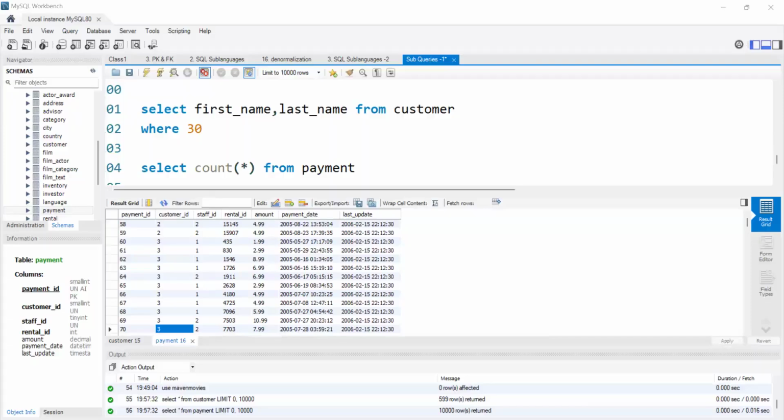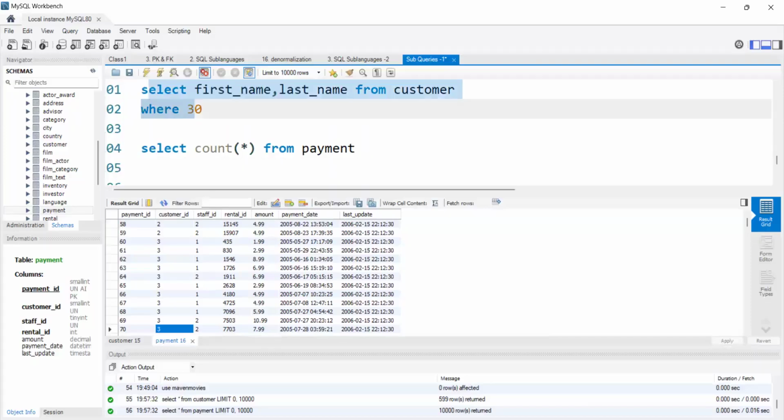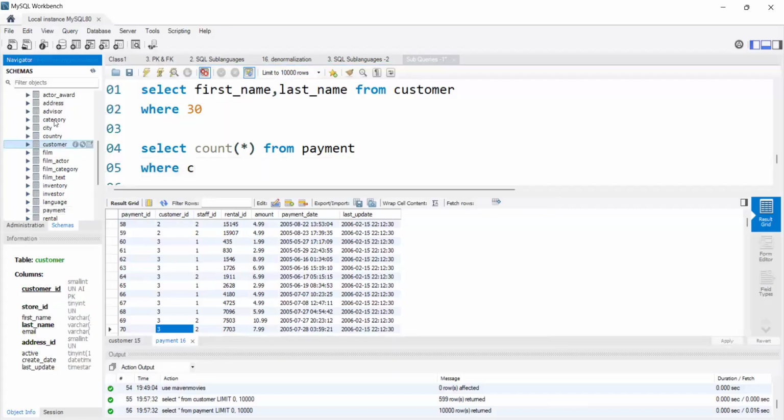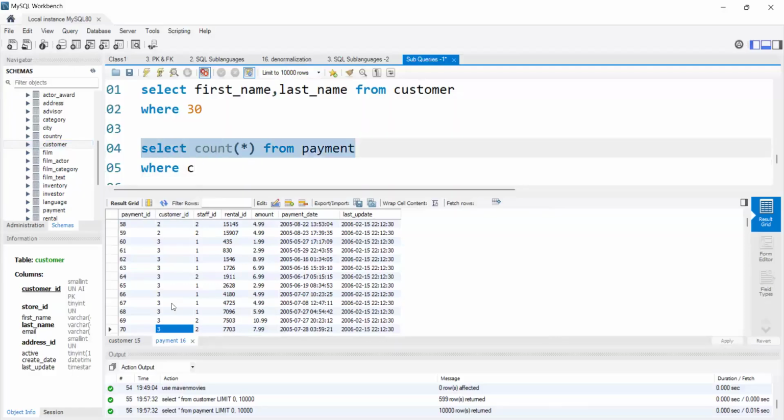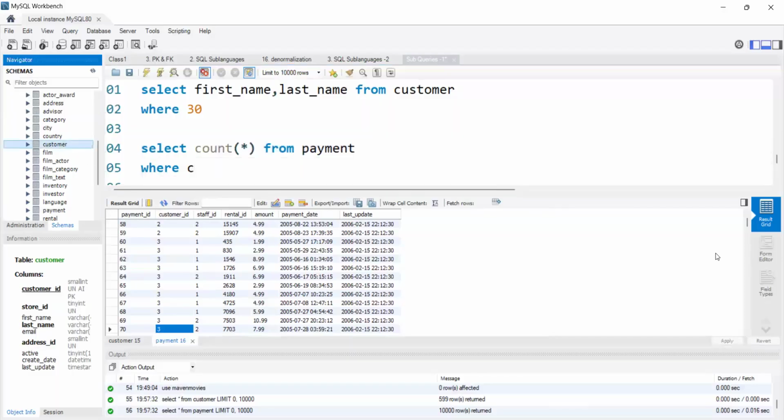For that, I can write one where condition here. See, I'm not relating these two, I'm just talking about the inner query. Here, I will write where, and from payment table and customer table, we have a common column that is customer ID. Now, if I simply execute this one, it will give me the complete count of what my payment table has. But I don't want that. I want with respect to the customer ID, how many payments I have. So I need to basically connect customer table and payment table here.